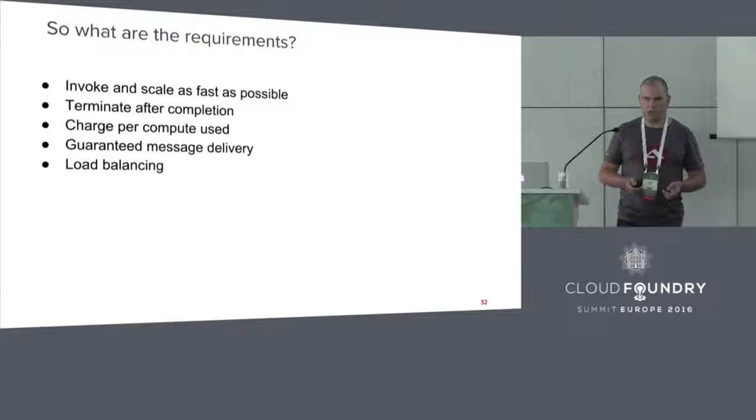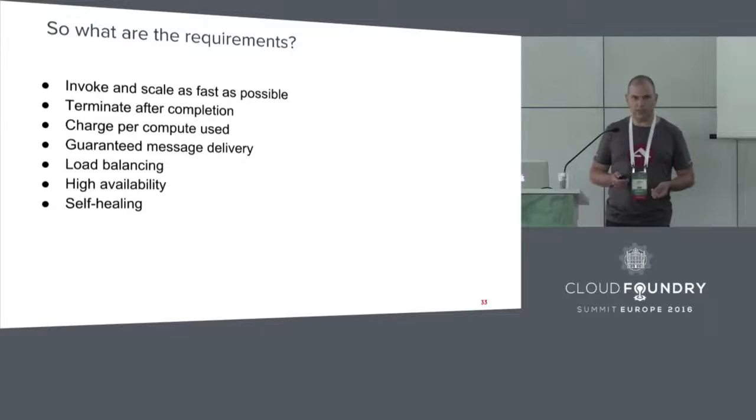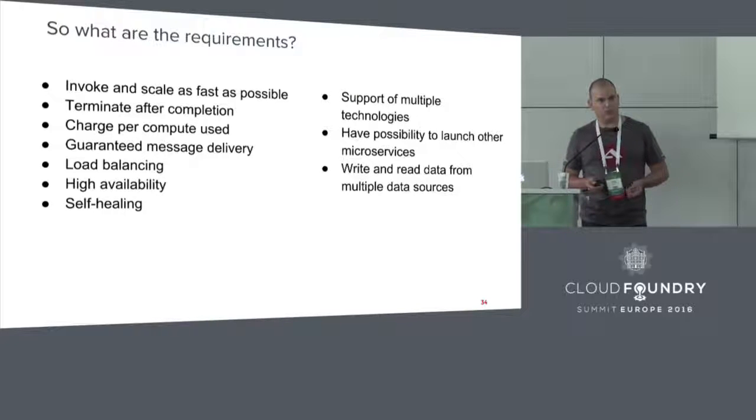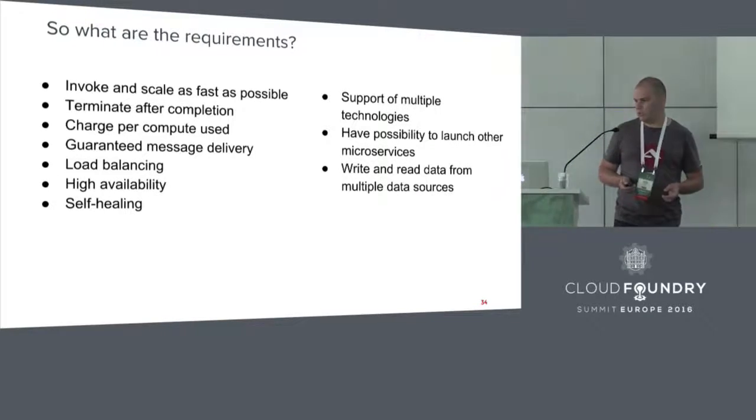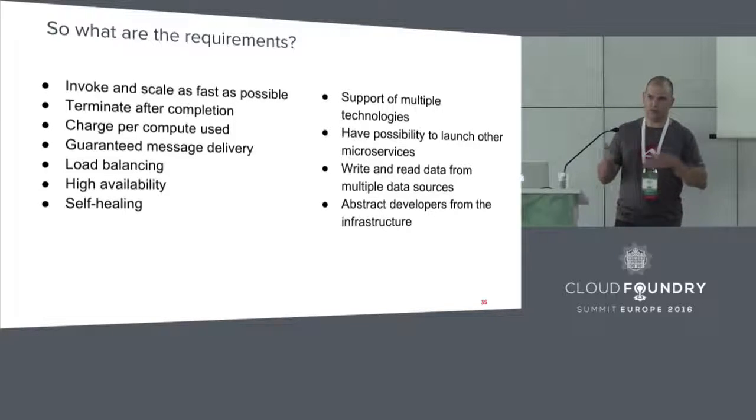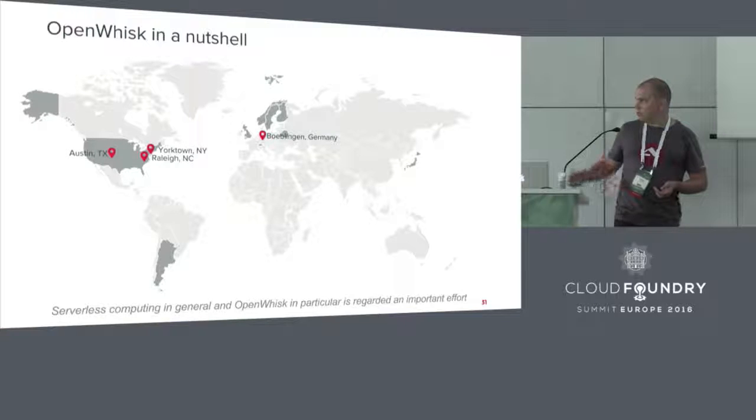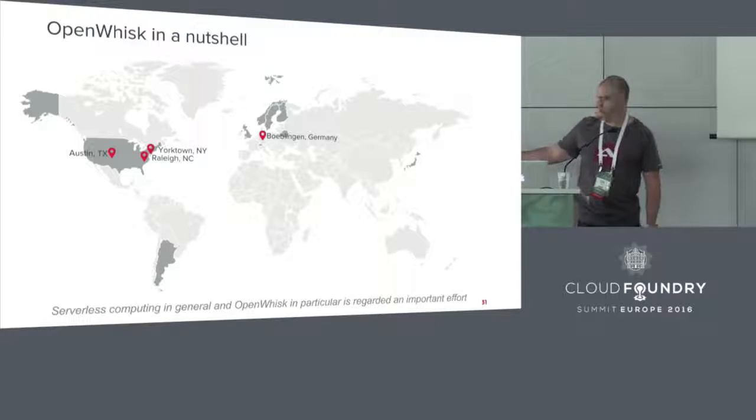We need to have reliability of a service. We need to be highly available and self-healing. Ideally, we need to be able to use different technologies to develop for this infrastructure, to launch microservices, get it connected to different data sources, and also it would be good to have developers abstracted from the infrastructure, so that they don't have to manage all the system provisioning of containers, taking them down, auto scaling, load balancing, routing, and abstract them from that complexity. So now Andreas will tell you about OpenWhisk and how it helps to address all these questions.